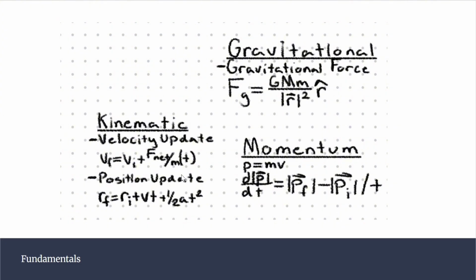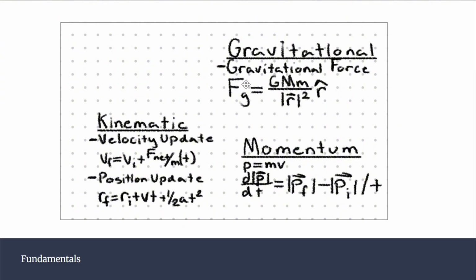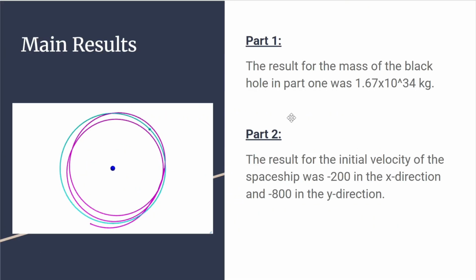Some of the fundamentals used were gravitational force, which as you can see is the force of gravity, some kinematics such as velocity update and position update, as well as momentum formulas such as p equals mv and the change in momentum over time. The main results we got from this lab were that for part 1, the mass of the black hole was 1.67 times 10 to the 34th kilograms, and for part 2, the initial velocity of the spaceship was negative 200 in the x direction and negative 800 in the y direction.